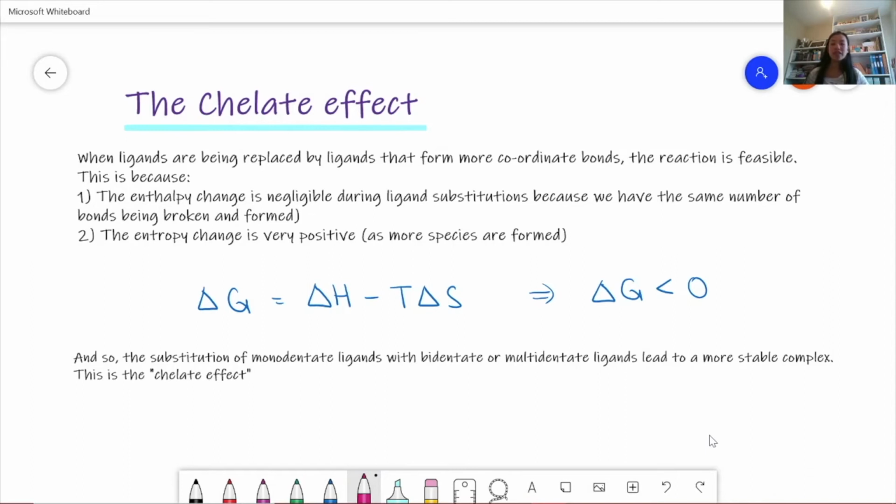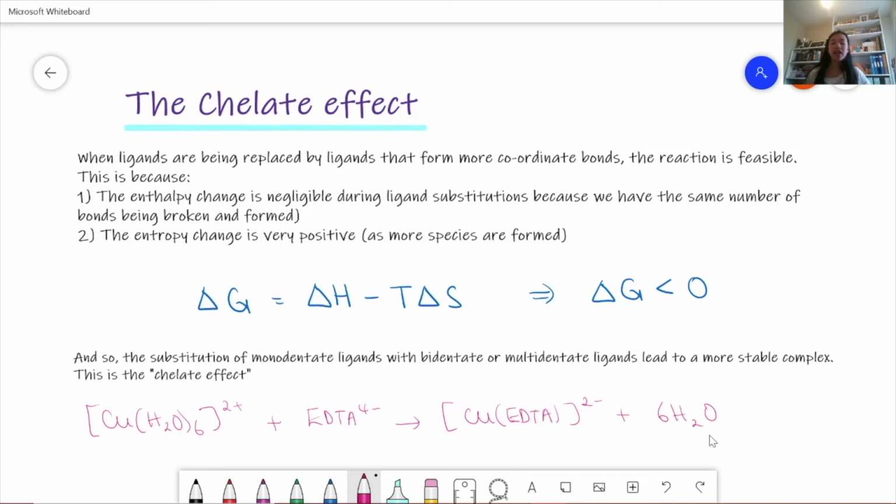And this is because of 2 reasons. The first is that the enthalpy change is negligible during ligand substitutions because we have the same number of bonds being broken and formed. And then the second reason is that the entropy change is very positive as more species are formed. So for example, if we looked at a copper 2+ complex with 6 waters, and we added an EDTA to form a complex with Cu EDTA, and then this would be 2-, and then 6 waters would be substituted out.